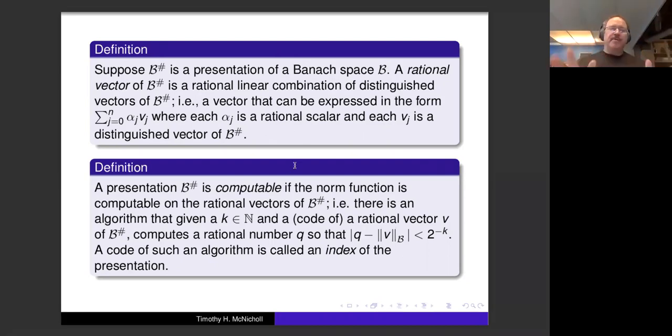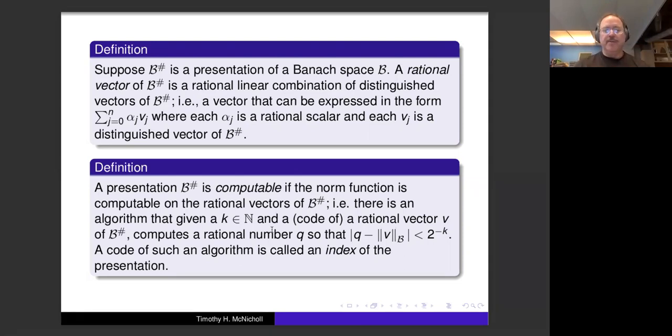And then once we define rational vectors, we can now say what we mean by a computable presentation of a Banach space. I'll start by saying it roughly first. Roughly speaking, a presentation of a Banach space is computable if the norm function is computable on the rational vectors. Spelling that out a little more: when we take the norm of a rational vector, we're not going to get a rational number, we're going to get a real number.